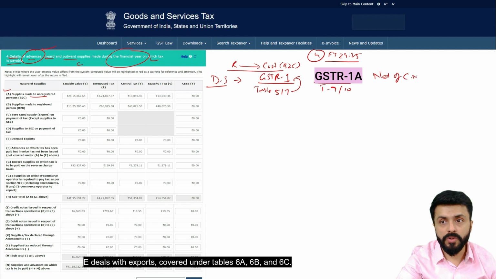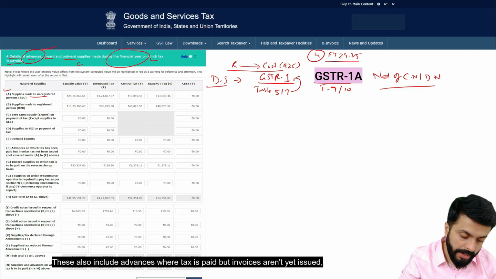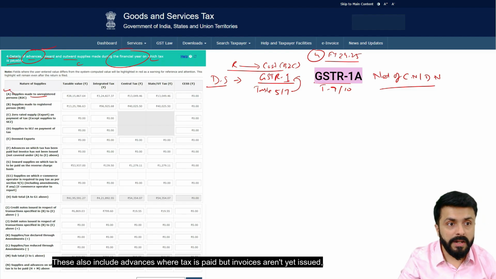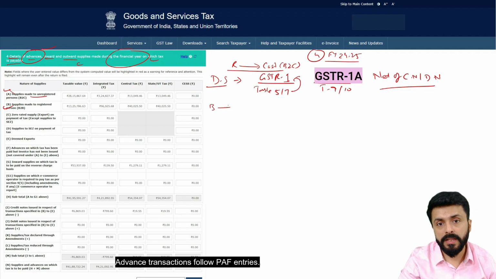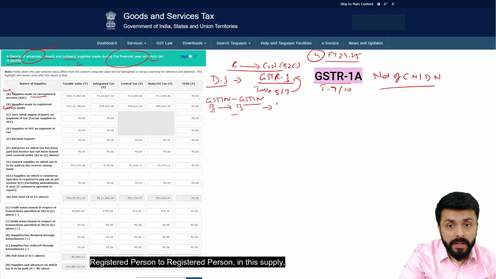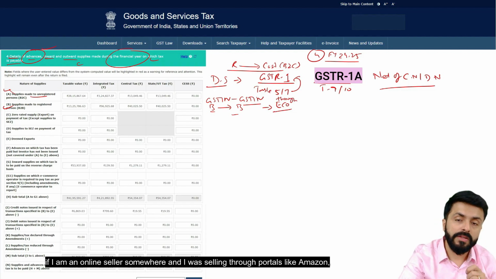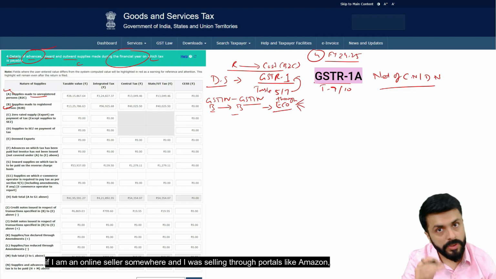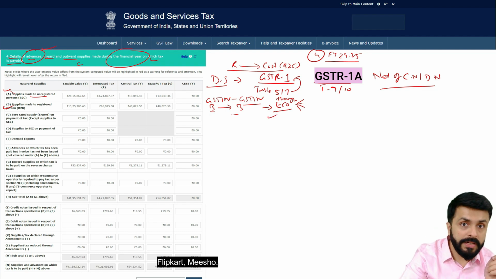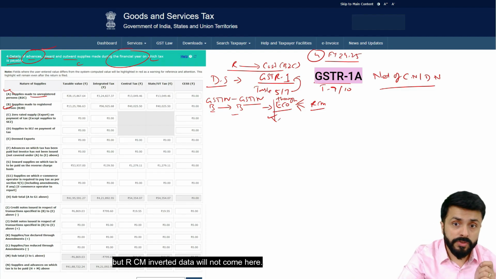E deals with exports covered under tables 6A, 6B, and 6C. These also include advances where tax is paid but invoices aren't yet issued, detailed in table 11A. Advance transactions follow the same entries. B2B means the business has been sold from GSTIN to GSTIN, registered person to registered person. In this supply, we have e-commerce supplies. If I am an online seller selling through portals like Amazon, Flipkart, Meesho, its data will come here, but RCM inward data will not come here.